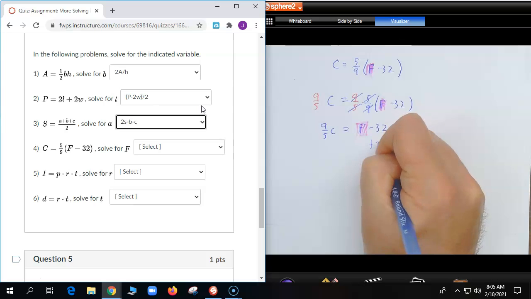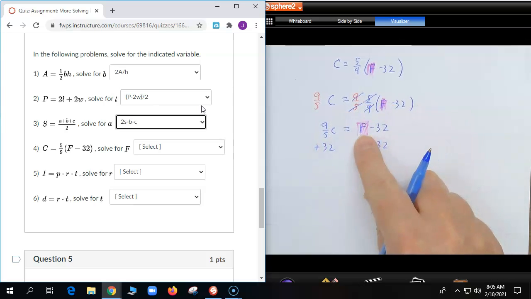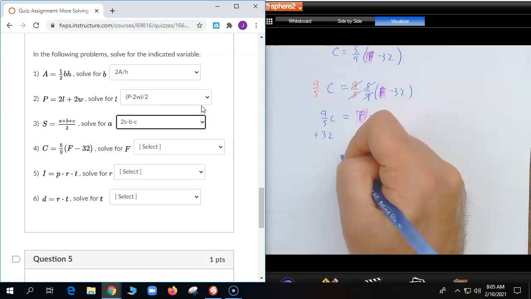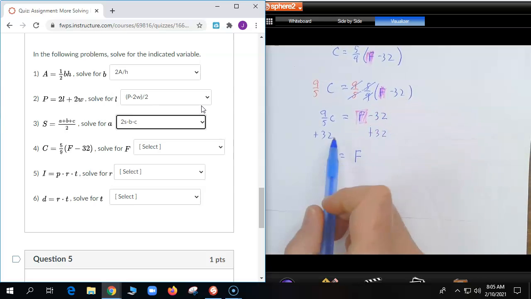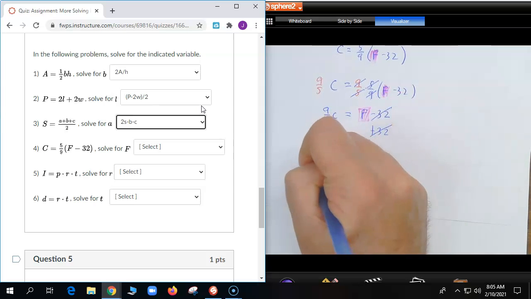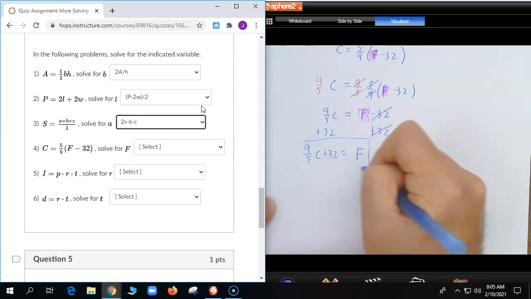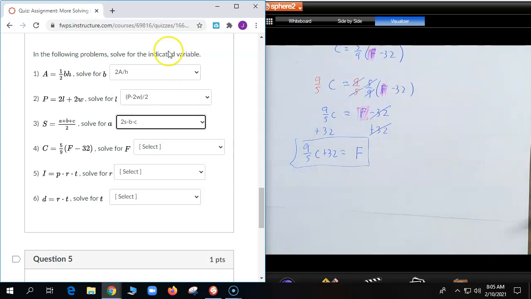And then we're going to add 32 to both sides because we want to get the pink F by itself. And so then we get F, and then this cancels and that cancels, and there we get 9/5 C plus 32. Now again, this answer is kind of hard to format, so let's take a look.